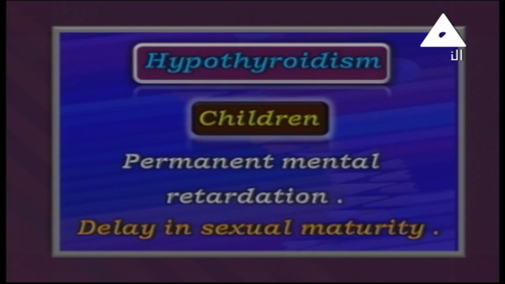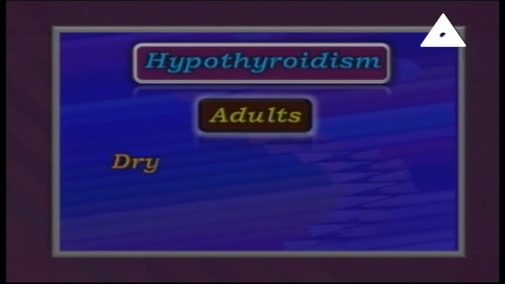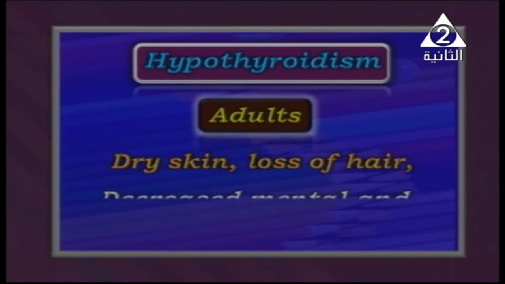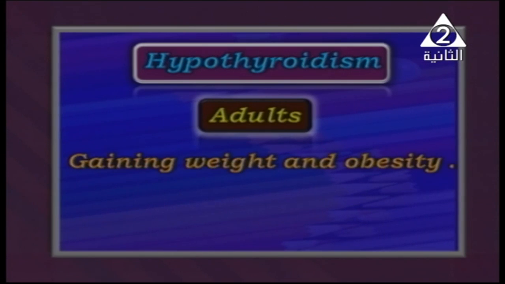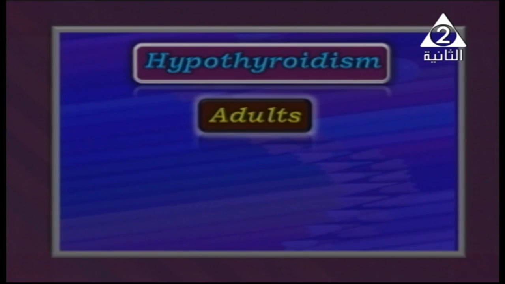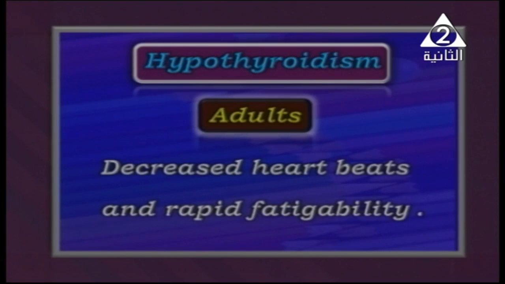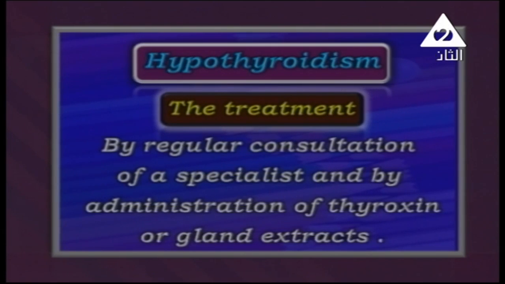But on the other side, what is going to happen for adults? It causes another disease, okay? In adults, it causes something called myxedema, which is characterized by, number 1, dry skin, loss of hair, decreasing mental and physical activity, and also gaining weight and obesity. Obesity means to be overweight. And also decreasing the basal metabolic rate, and finally, decreasing the heartbeat. If you want to know how we can treat hypothyroidism in adults: by regular consultation of a specialist doctor, and by administration of thyroxine or gland extracts.